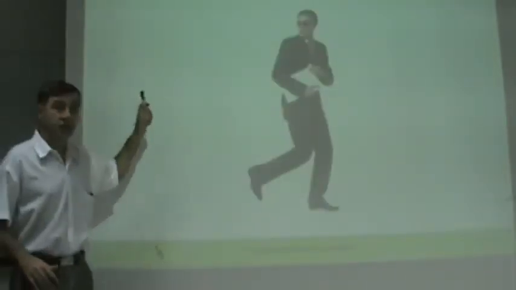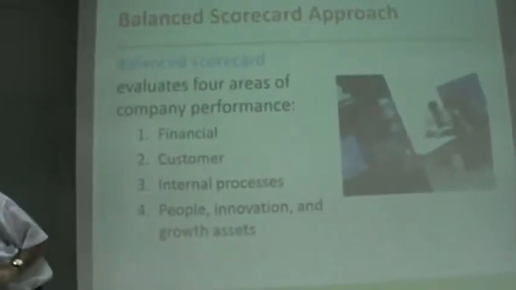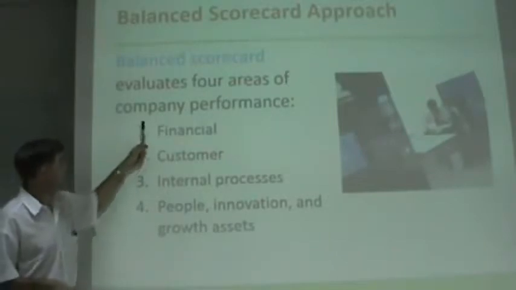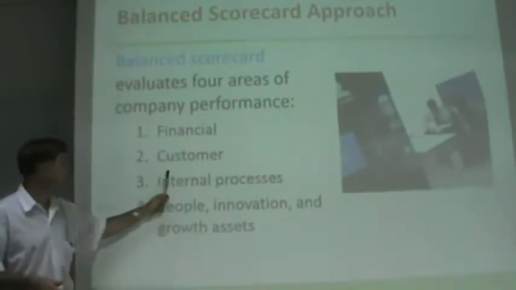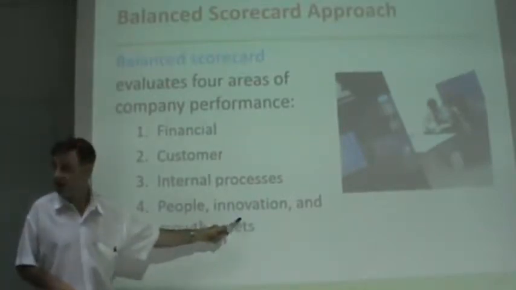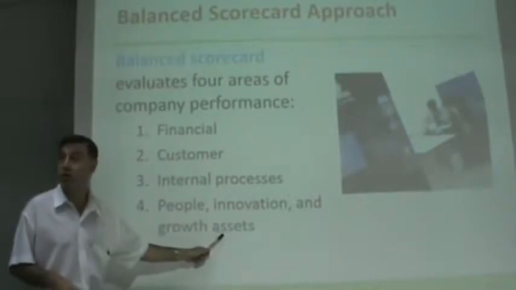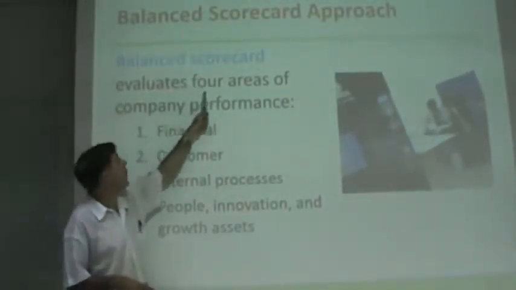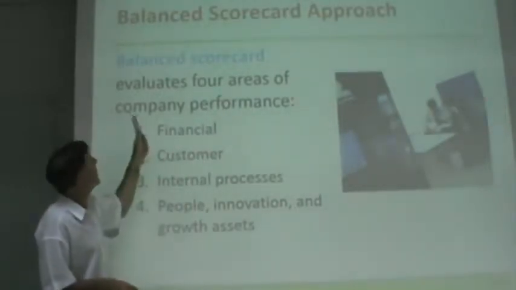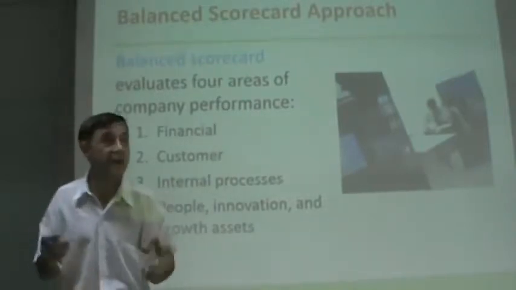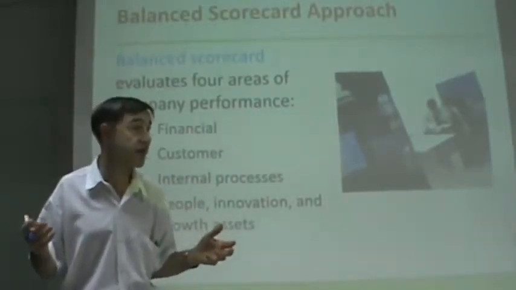Alright, so financial control, controlling information I covered, balanced scorecard. You got the slide over here: the financial, the customer side, the internal processes, and the people. Innovation, maybe, maybe not. And of course, growth prospects and growth assets. So it evaluates these 4 fundamental areas of company performance. So that's how you evaluate a company as a business, okay?